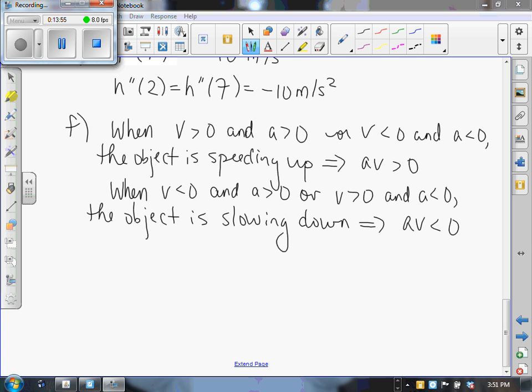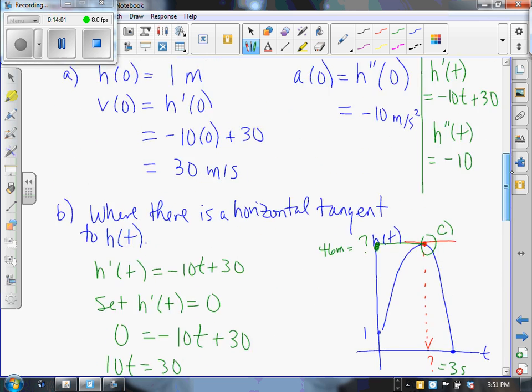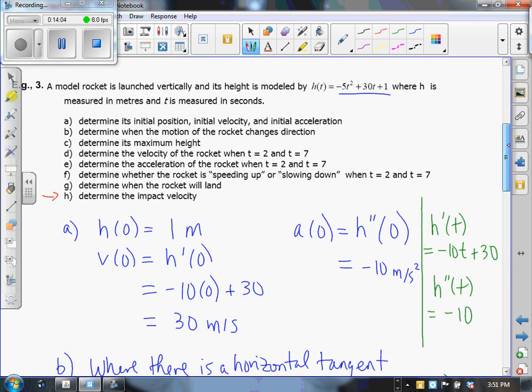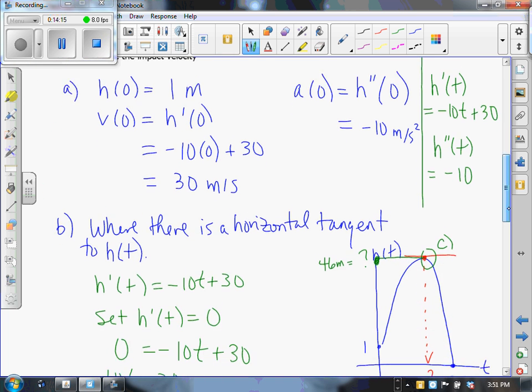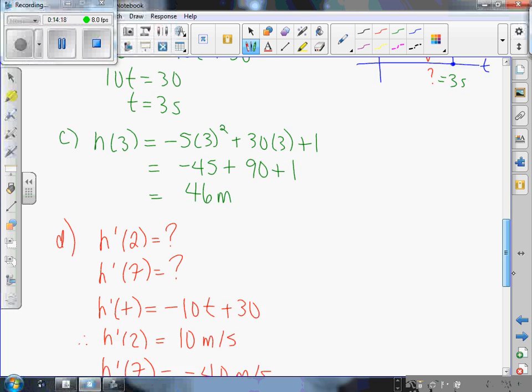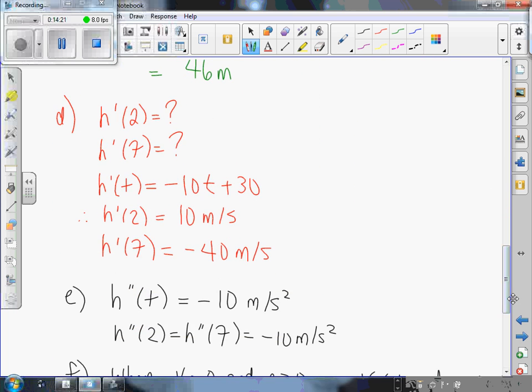speeding up or slowing down at those two particular times. So I'm just going to reflect back on that portion of the problem, and we are looking at part F, speeding up or slowing down. So if we look at the velocity at t equals 2, let's see if we can spot that. Here we go. So velocity is right here. Okay, so that's our velocity at time equal to 2 seconds. So notice we have positive 10 meters per second.